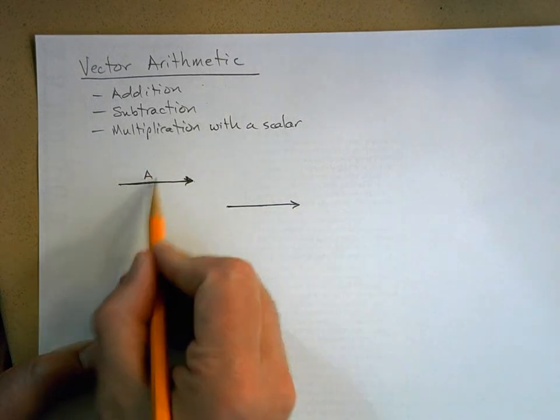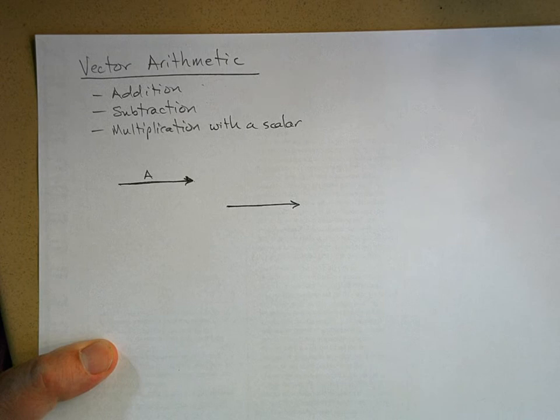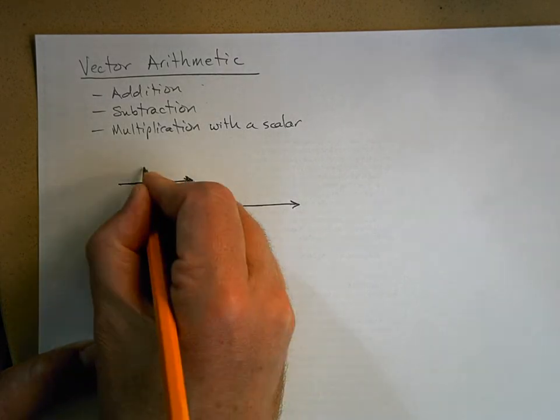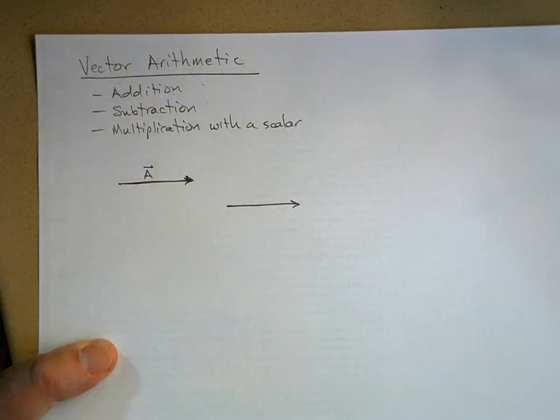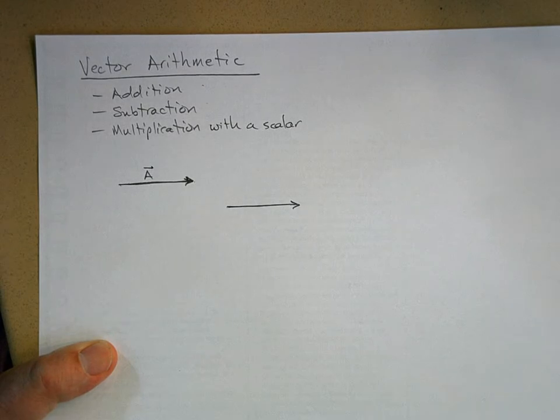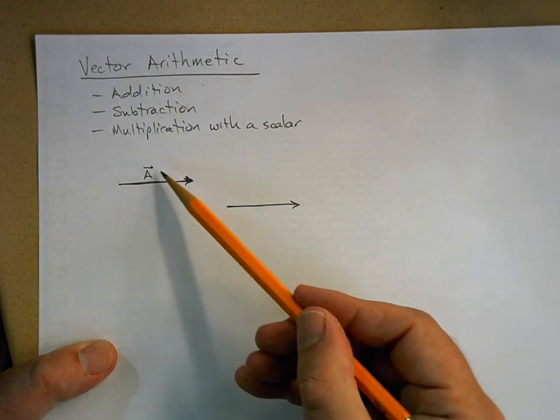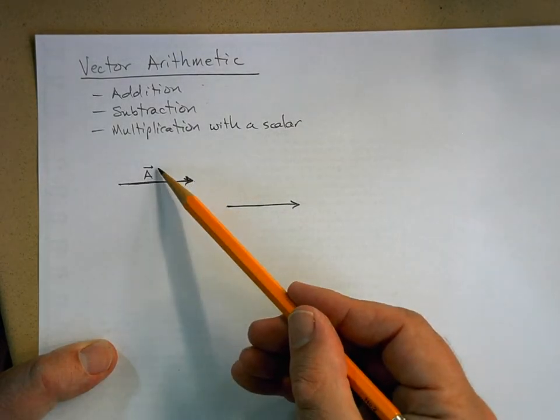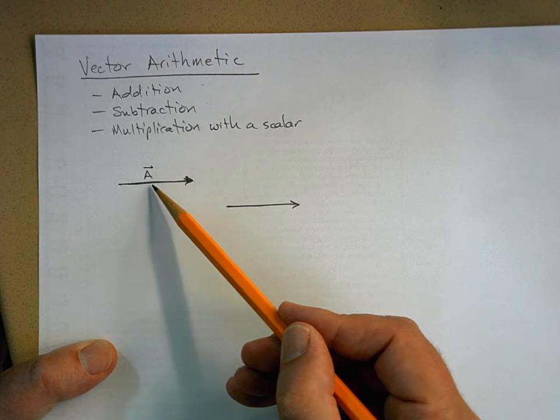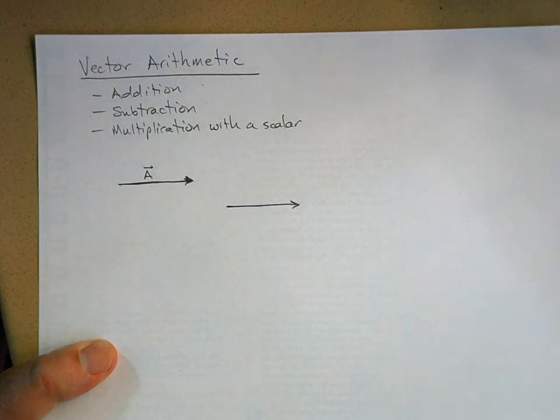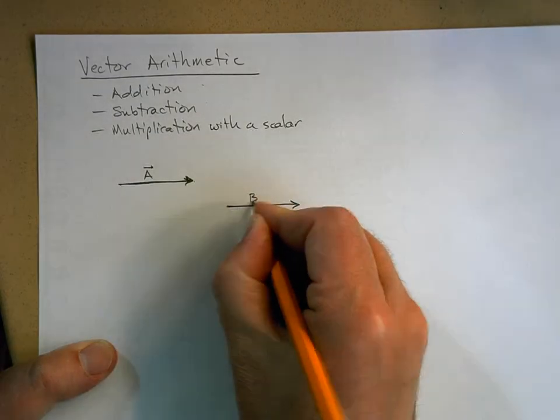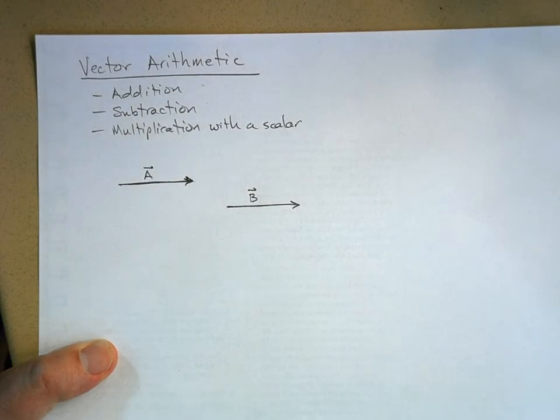Oh, and by the way, it's quite common to use a capital letter to represent a vector quantity. And when we write down a vector quantity, quite often we'll put a little arrow on top of it, like that. And that little arrow I drew right here just means, hey, this quantity right here, it's a vector quantity. Well, here's vector B in this example.